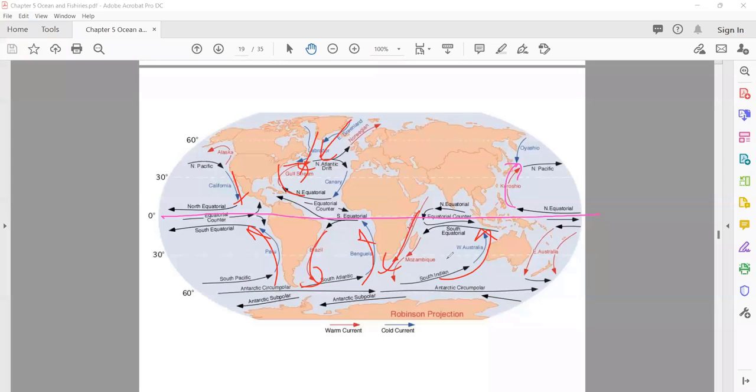Yes. If in the exam I give you this diagram, let's suppose, and this is the equator. Now, tell me, is this current warm or cold?